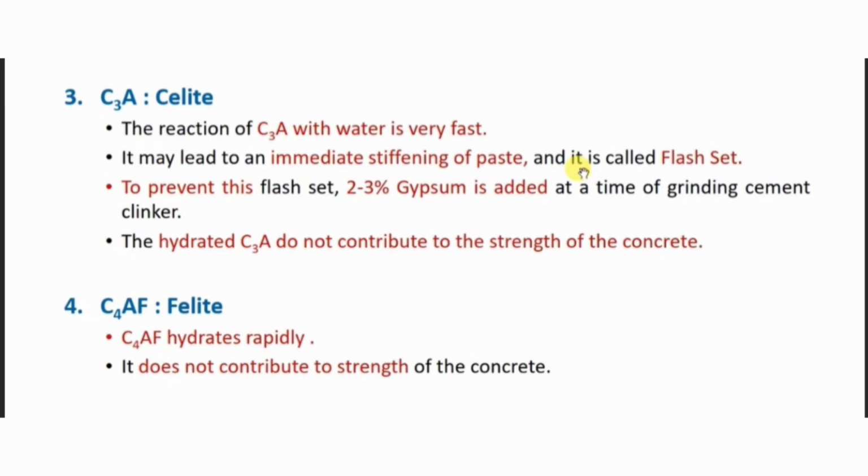So the next compound is C3A, which is known as celite. The reaction of C3A with water is very fast. So this compound leads to the immediate stiffening of the paste, which is known as flash set. In order to prevent that, we add gypsum during the grinding process. The hydration of C3A does not contribute to any strength.